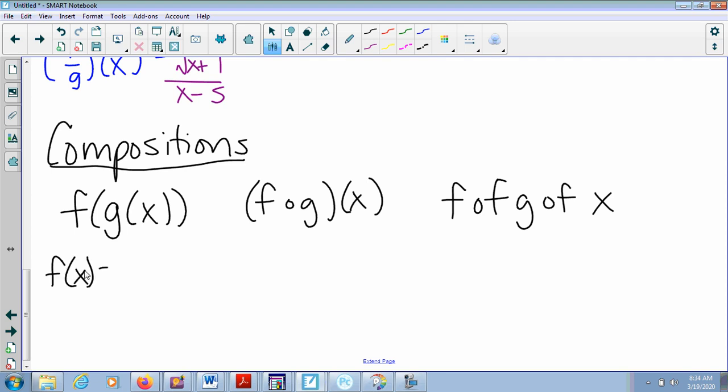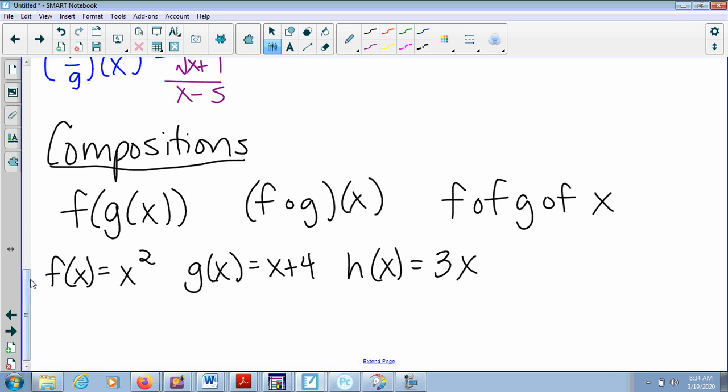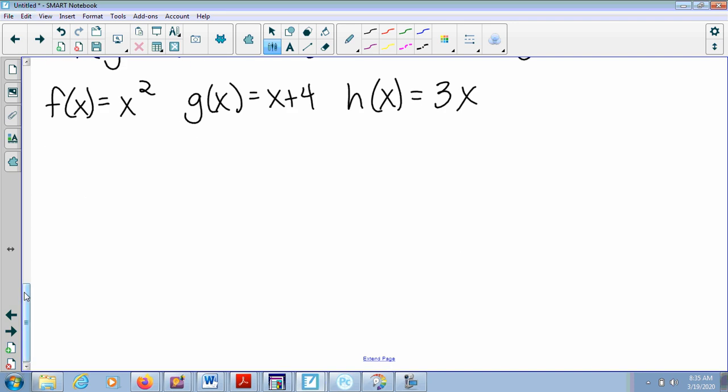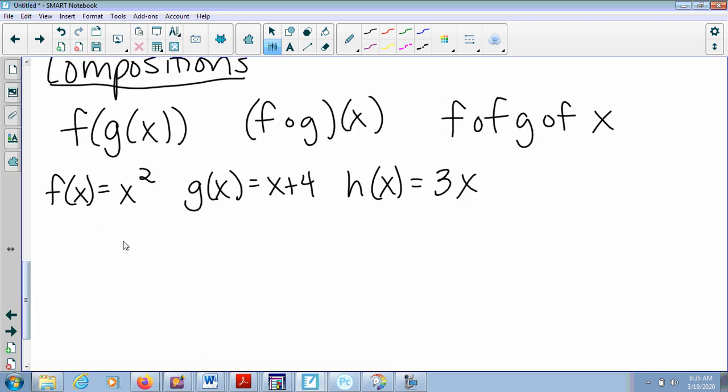So let's say that f of x is x squared, and g of x is x plus 4, and let's just throw an h of x in there for good measure. The letters in the front are just the name of the function. It doesn't mean anything super important. So let's say h of x is just 3x. Okay? We're going to work a few of these out, and hopefully by the end of it, it gets to be pretty straightforward for you.